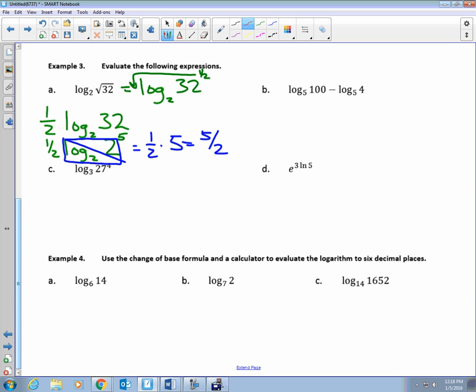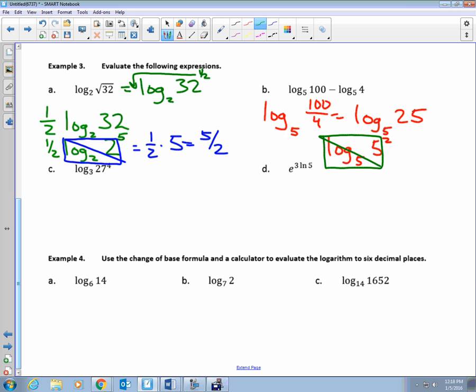Okay, the next one, what base do I want to come up with? 5. Right now I have 100 and I have 4. Write it using division, 100 divided by 4. Which is? Can you write 25 as a base of 5? 5 to what power? So again, these are inverse operations of each other. They cancel.